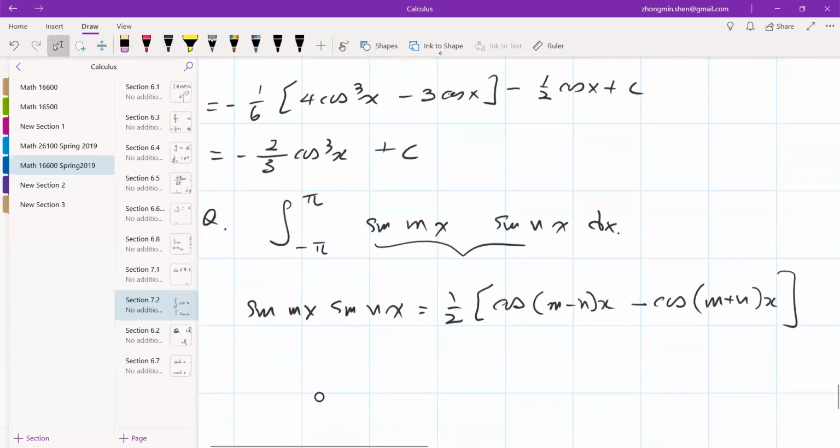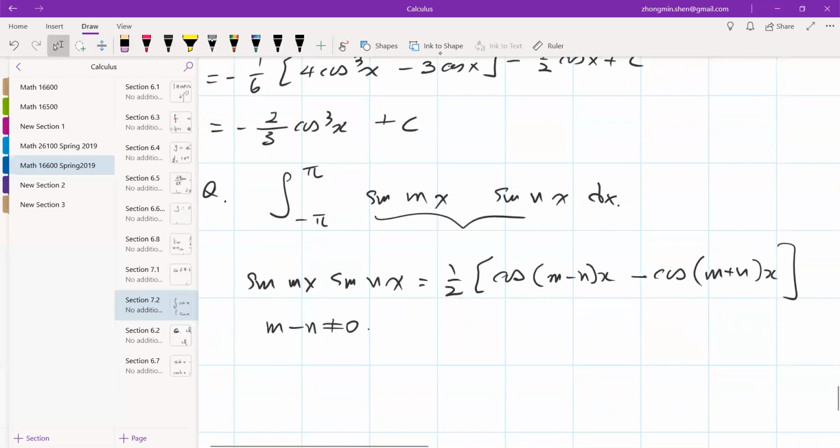All right, so there's a problem here. We have to assume m and n are not going to be the same, okay? So we assume that m minus n is not going to be zero. But m plus n could be possibly zero, right? Well, we assume that m and n are positive integers, otherwise you have to have more analysis. Yeah, m and n are positive integers. So m plus n is positive.